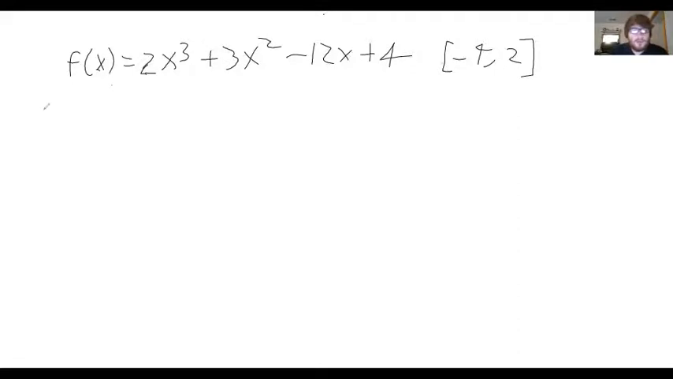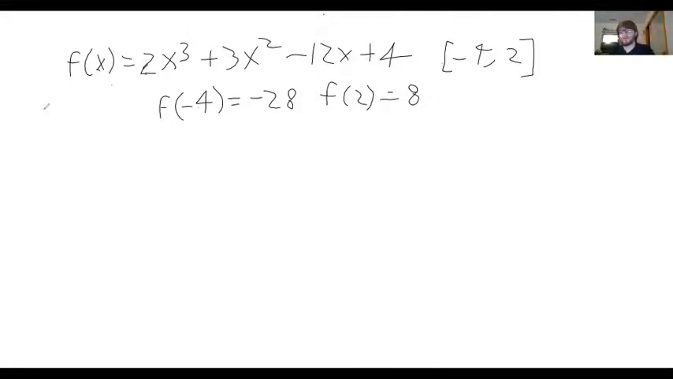So first things first, we know that we have a closed interval, so we can just plug in our endpoints and see what we get. So that's going to be f of -4, and that's going to end up being negative 28 if you work that all out. And we have f of 2, which after working that out, we're going to get is equal to 8. So you have those, but we don't know quite what that means yet.